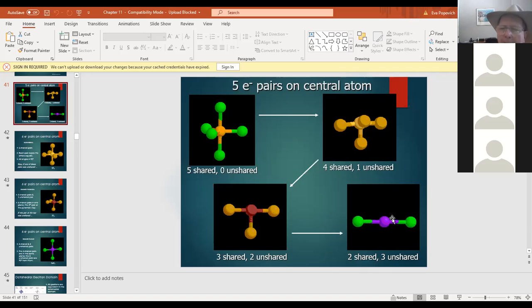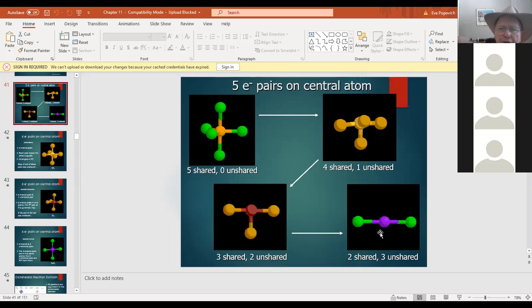How about this one? Linear. That's equal. So you've got to kind of picture these things in your mind. Seesaw and T-shaped are not symmetrical. Linear and trigonal bipyramid are.